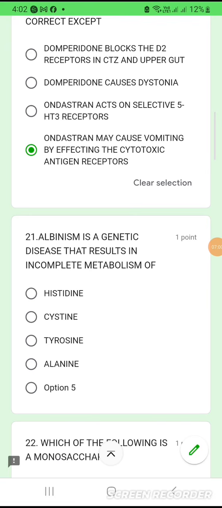The last one. Albinism is a genetic disease that results in the incomplete metabolism of which of this? Histidine or cysteine or tyrosine or alanine. So it is tyrosine.